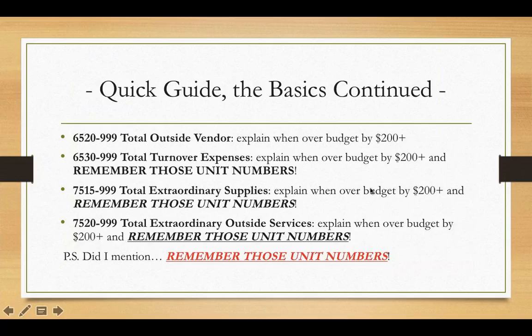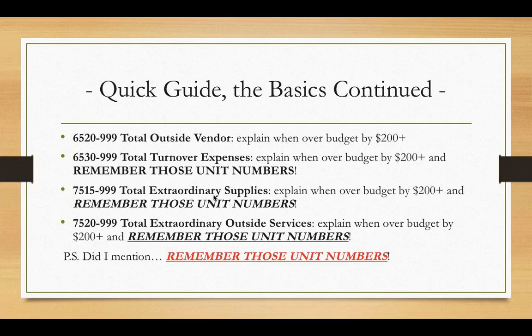Okay, continuing with our quick guide. 6520-999, your total outside vendor. Your total turnover expenses, your total extraordinary expenses, your total extraordinary outside expenses. You guys are going to notice that your thresholds are all set at $200. For your extraordinary supplies, this is your capital expenses. No doubt you're going to hit over that $200 threshold, so you're going to end up explaining every line item there.